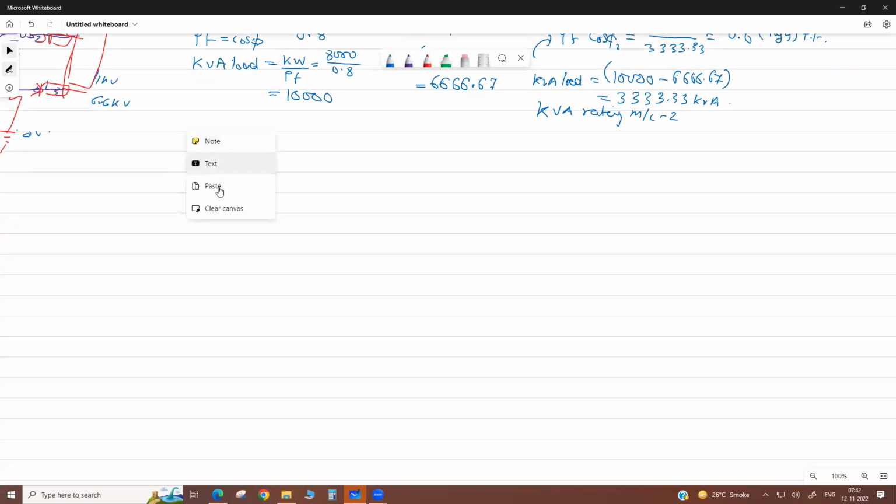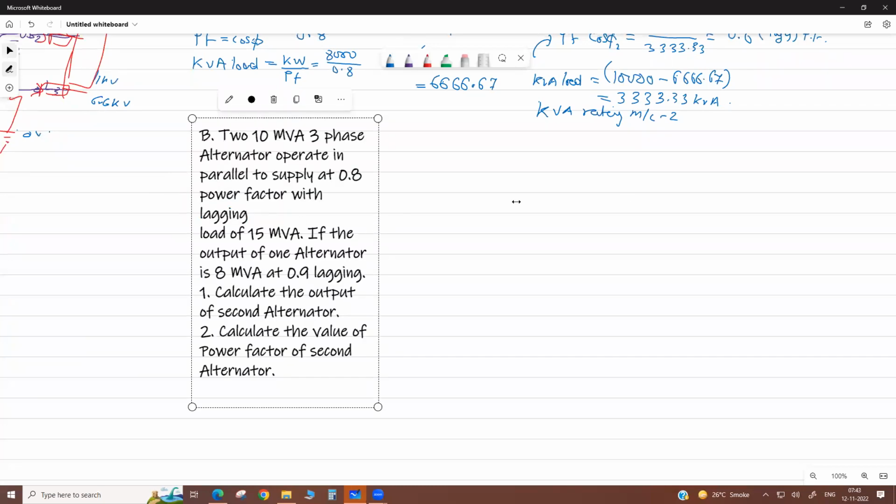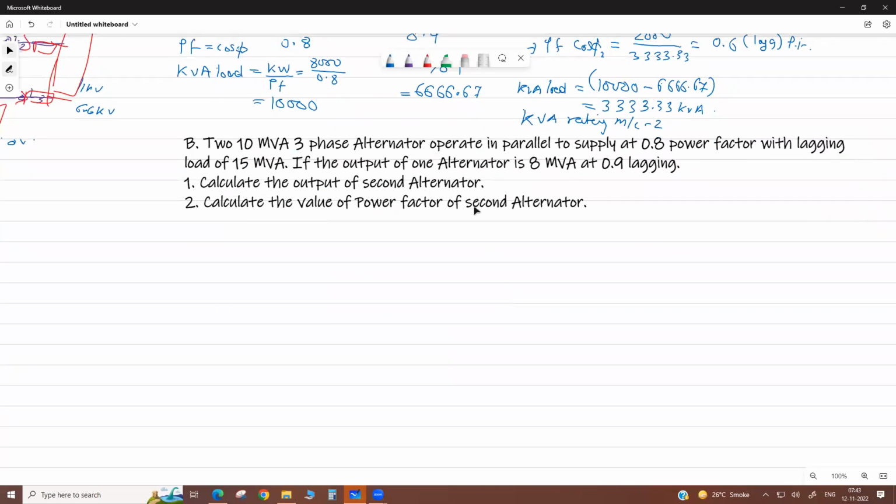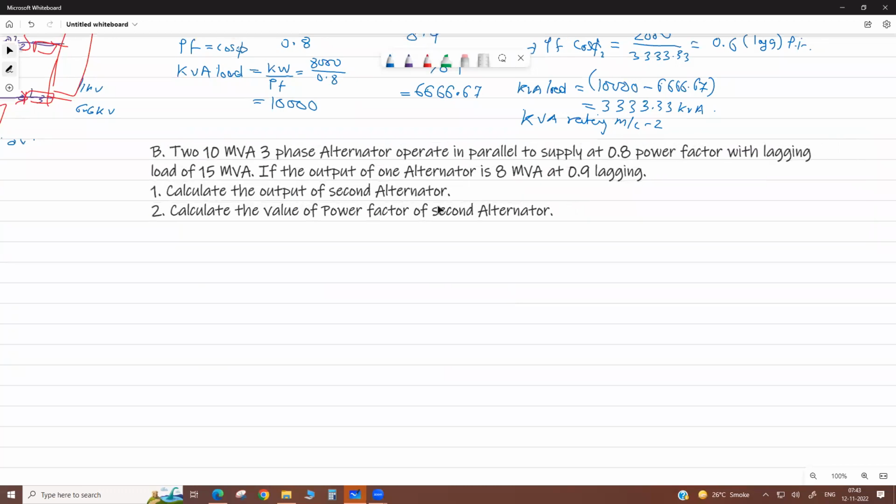Sir, in the previous question, the kVA rating of the alternator will be the same as the kVA load on alternator 2. The kVA rating of alternator 2 is the same as its kVA load. Okay, slightly higher than that we decide the size. But how do we know?